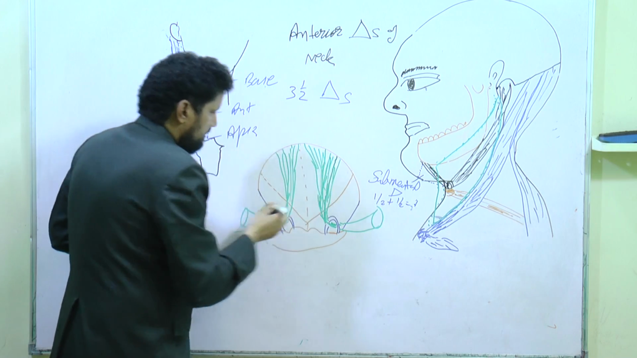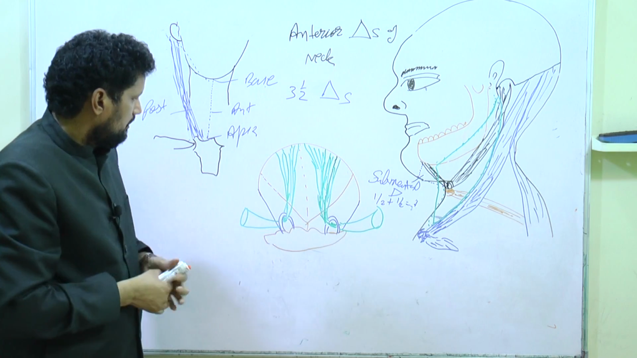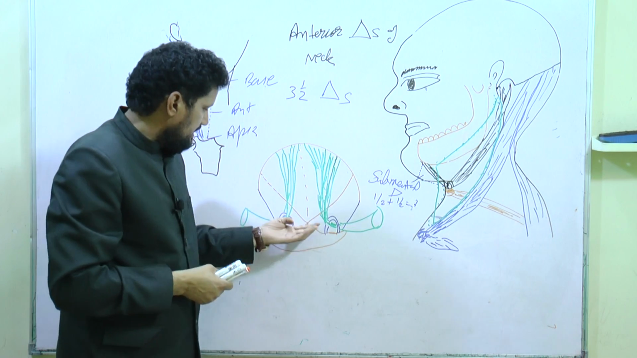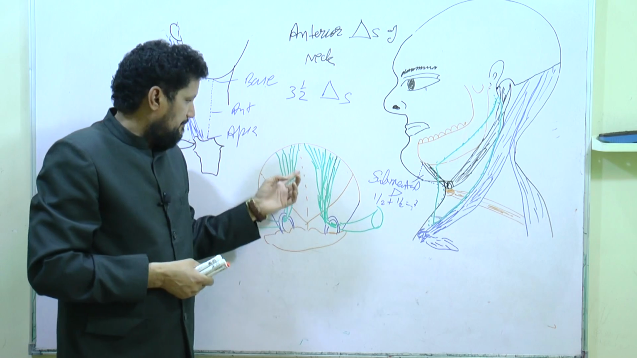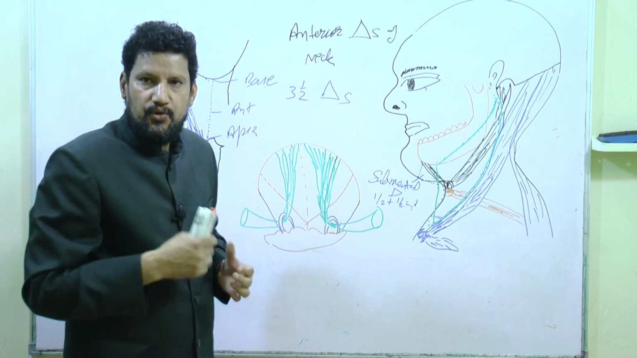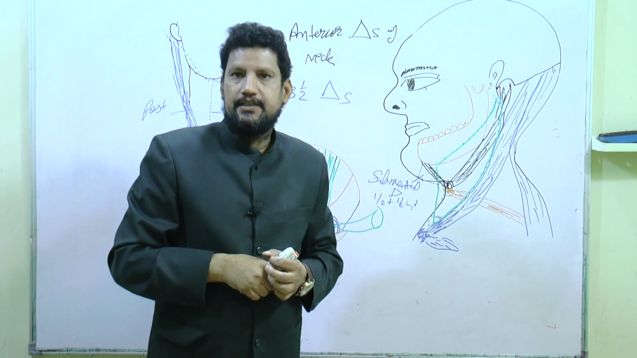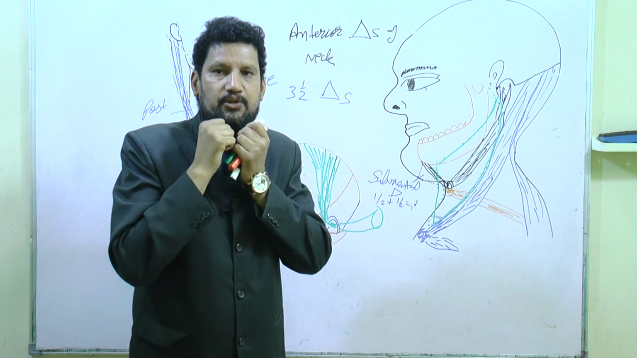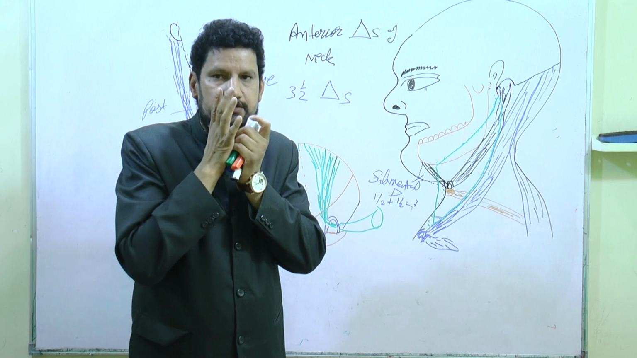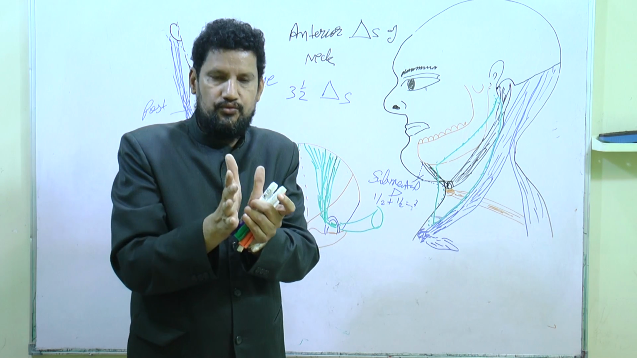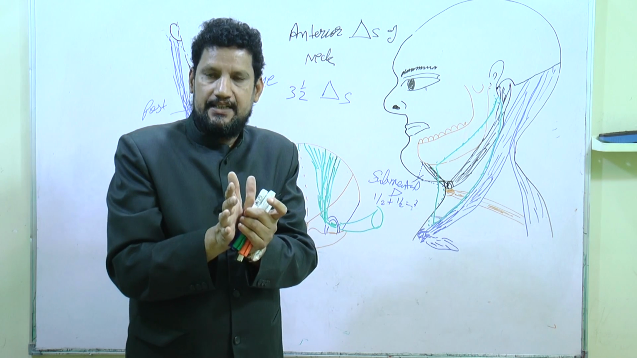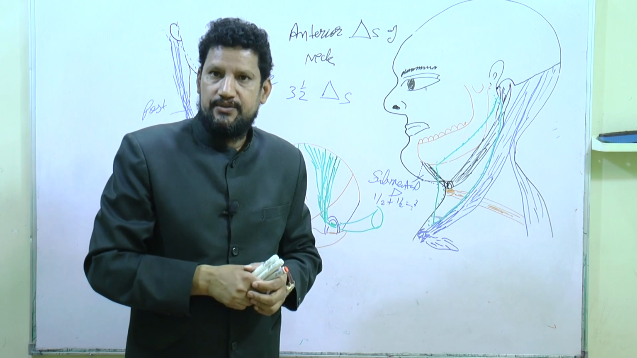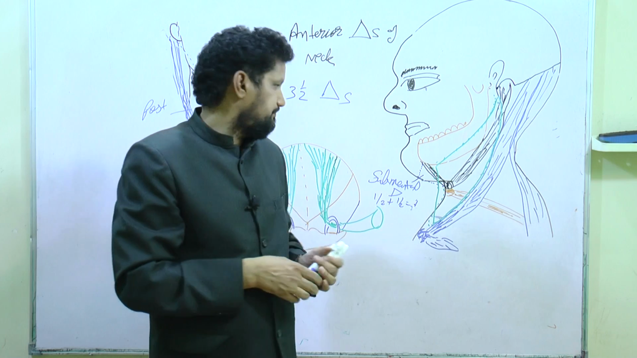The triangle is formed between the two anterior bellies of the digastric. The base is formed by the hyoid bone. The apex is directed forward, behind the symphysis menti. So this small triangle is formed by the two anterior bellies of digastric, and this triangle is the submental triangle. This is a subdivision of the anterior triangle of the neck.